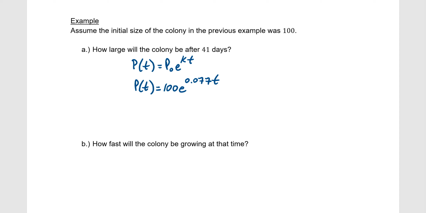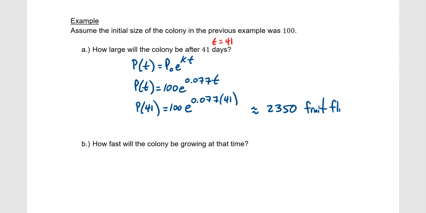And we want to know how large the colony will be after 41 days. That means t is 41. We are looking for P of 41. We plug 41 into t, and all we have to do is plug this in the calculator and get an answer, and it is around 2,350. And you just make sure that there are units, and this is fruit flies. So after 41 days, there's going to be about 2,350 fruit flies based on this model.